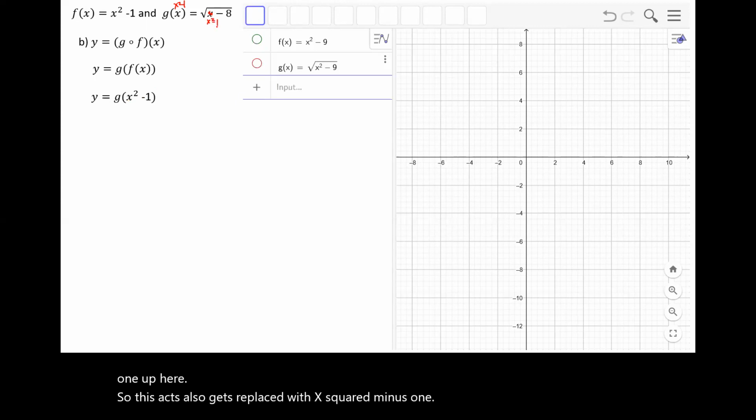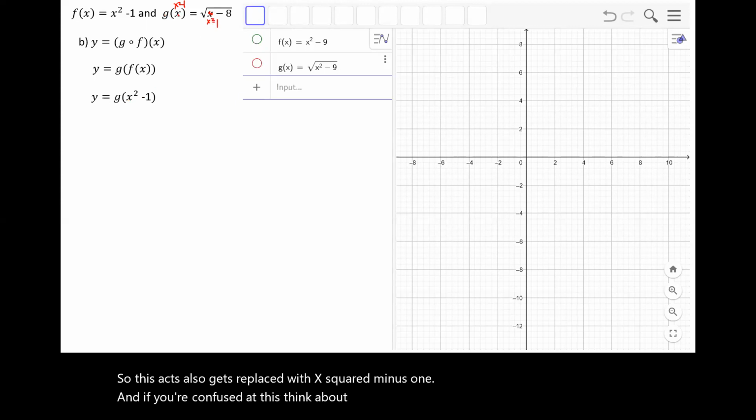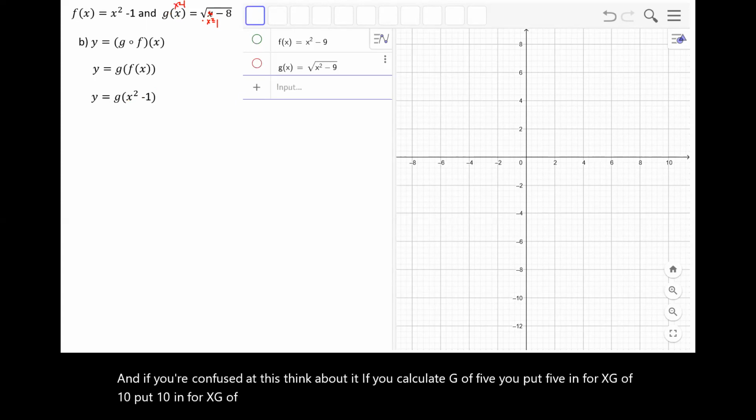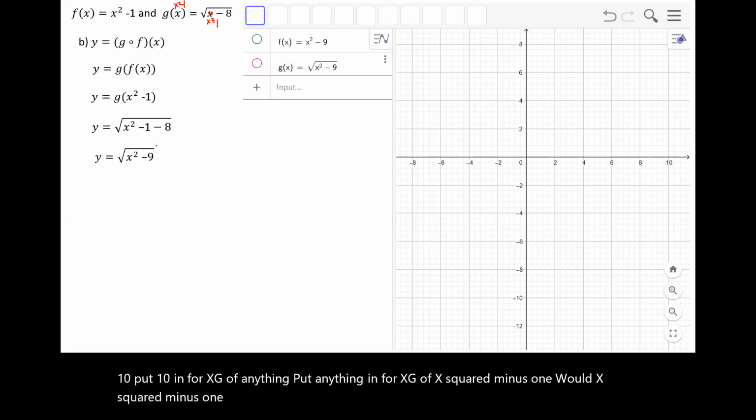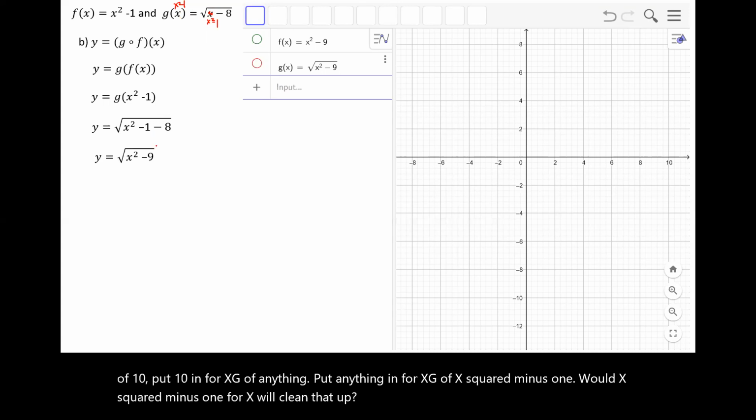And if you're confused at this, think about it. If you calculate g of 5, you put 5 in for x. G of 10, put 10 in for x. G of anything, put anything in for x. G of x squared minus 1, put x squared minus 1 in for x. We'll clean that up. And now the graph of this.